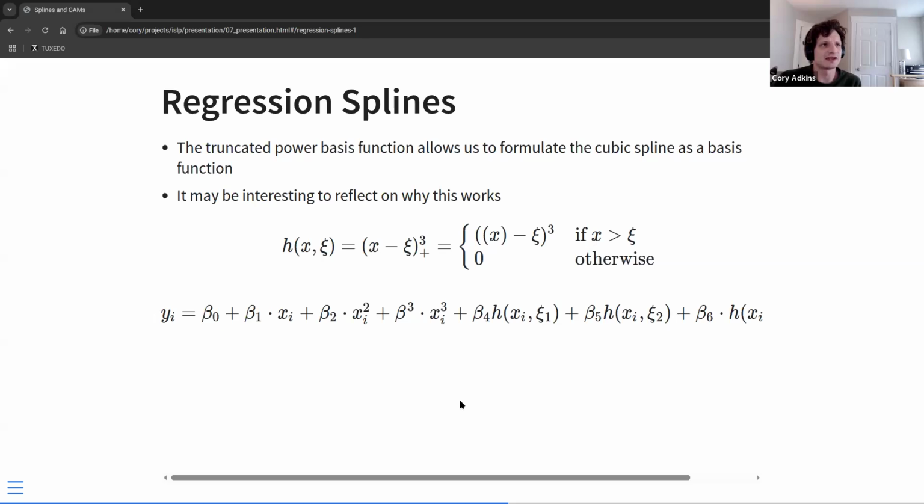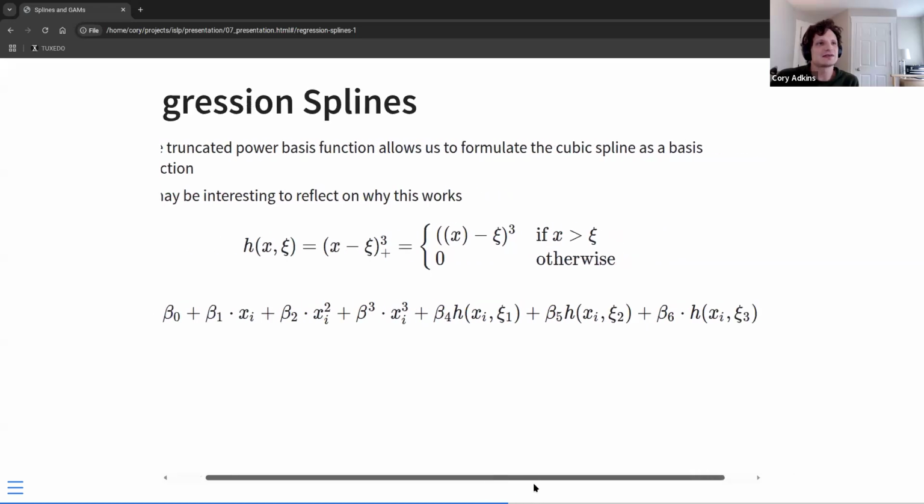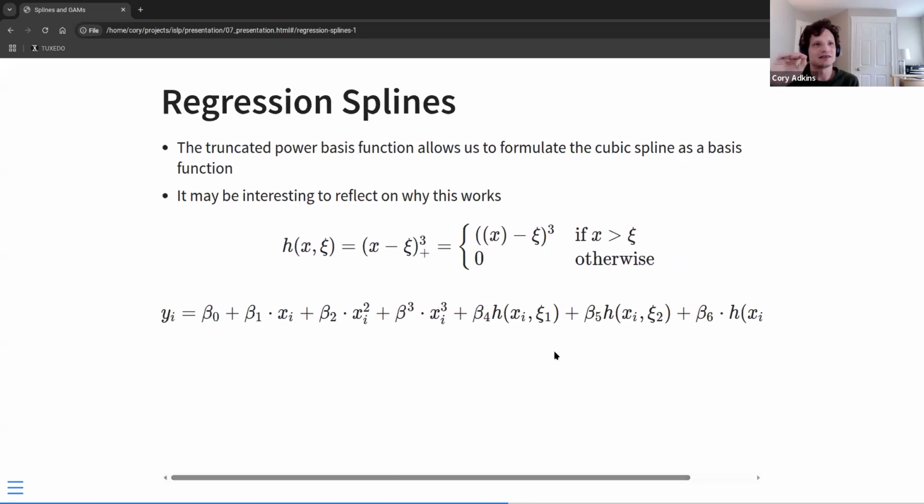In this formula, x is x, and then that Greek letter, I don't know how to say it, is the knot. So each knot is represented by one of these. The way this works is that if x is greater than the value of the knot, then the function takes on this value. The deal with this is that it provides smoothness.